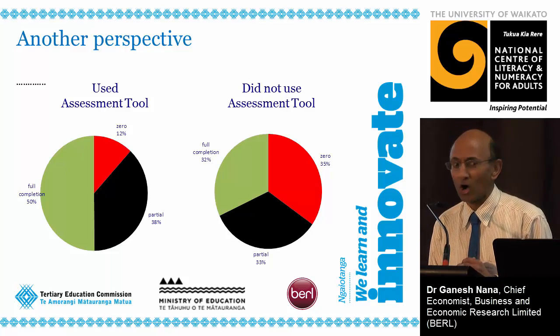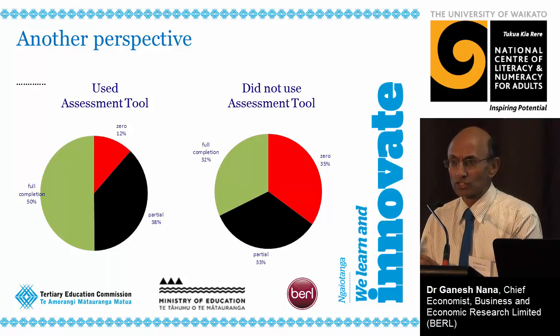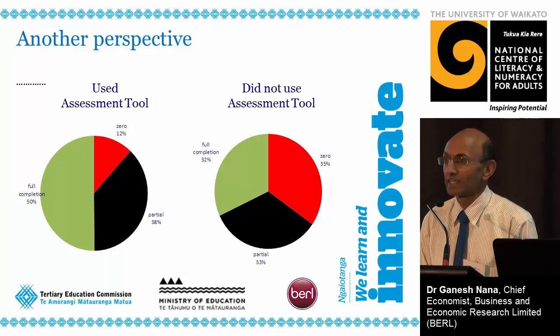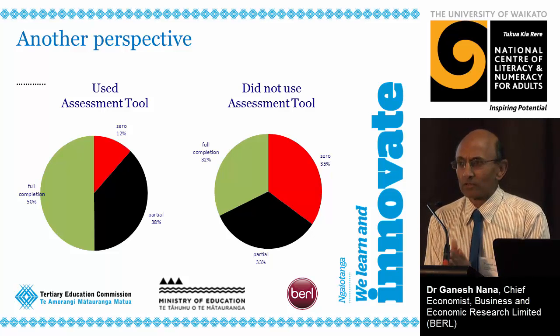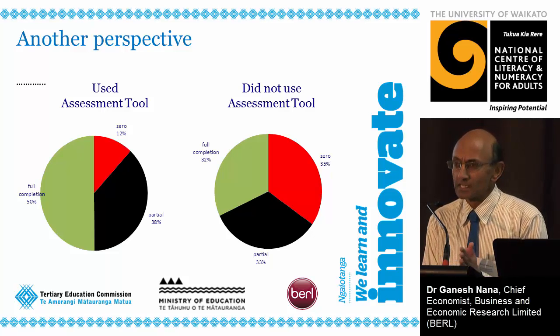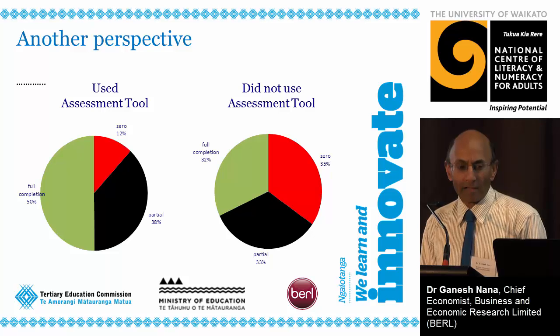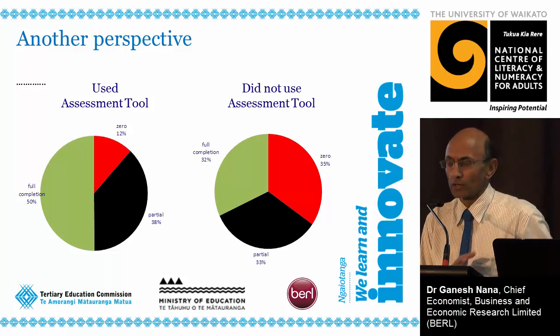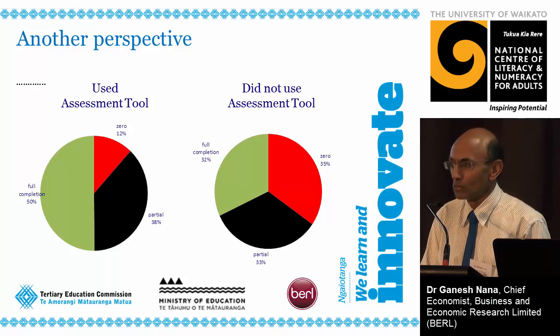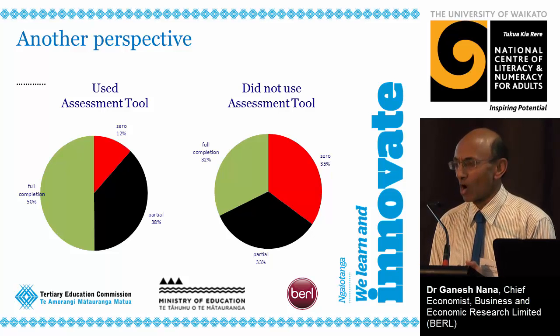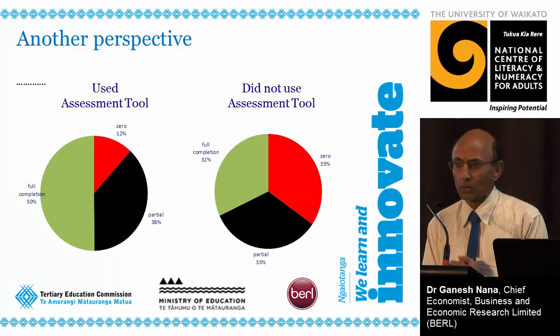Okay, a couple of pies there. For those who use the tool on the left-hand side, for those who didn't use the tool on the right-hand side. The green slice are those who fully completed, that is scored a 1 on my dependent variable. The red slice of the pie, those who completed none, that was 0 on my dependent variable, and the black slice of the pie, those in between 0 and 1.